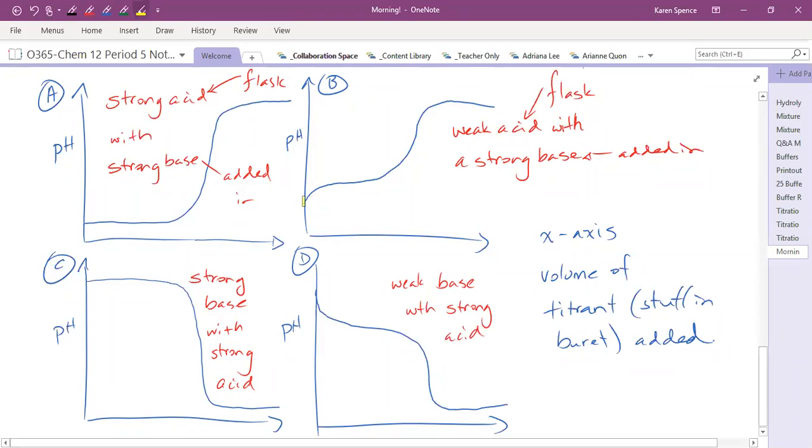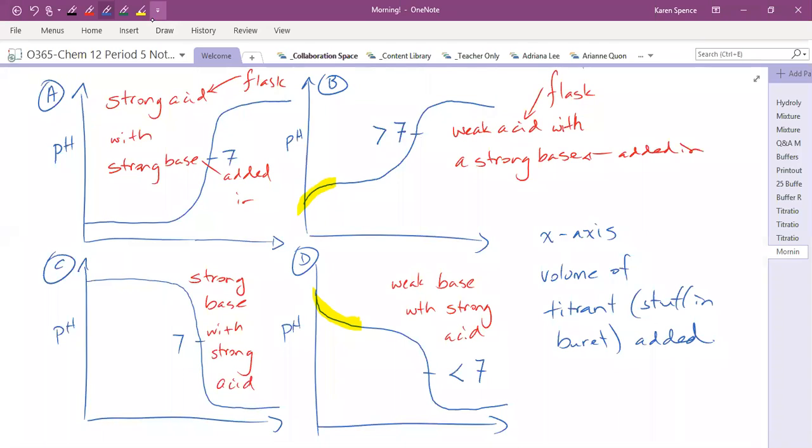Okay, and please do remember that you have your little hill for your weak titrations, okay? Your pH is going to be 7 at the equivalence point for your strong. The equivalence point is going to be greater than 7 for your weak acid with a strong base. And your pH is going to be less than 7 for your weak base with a strong acid.